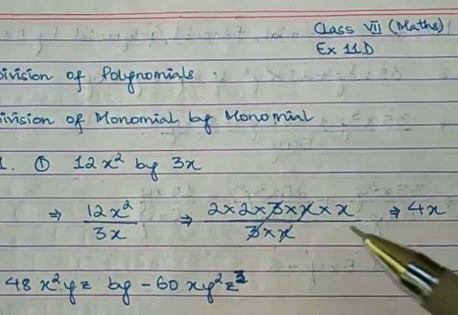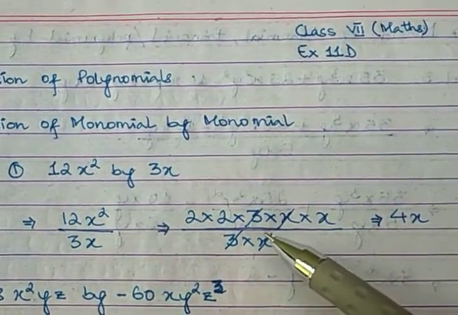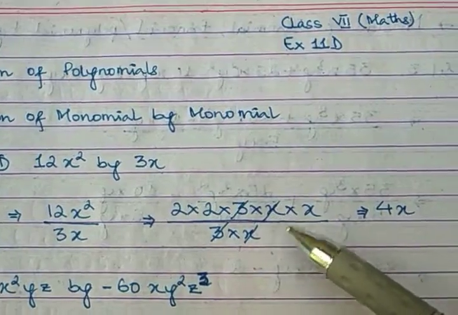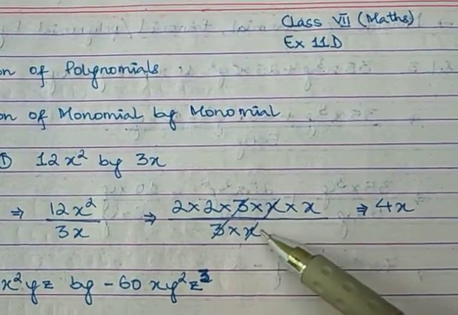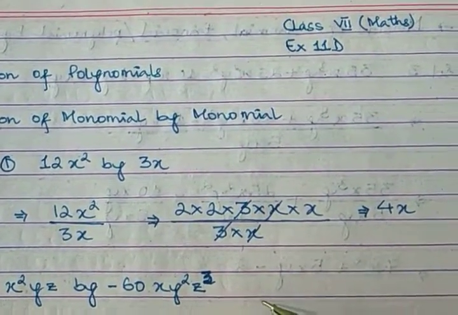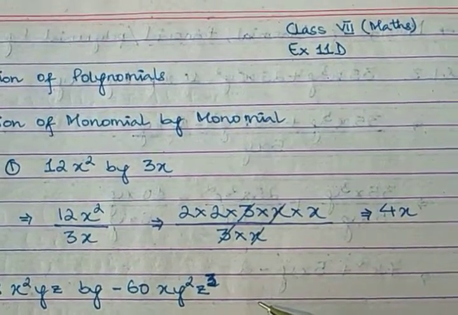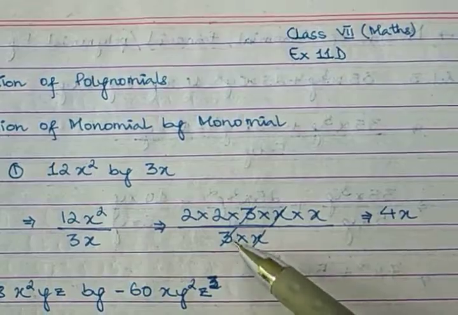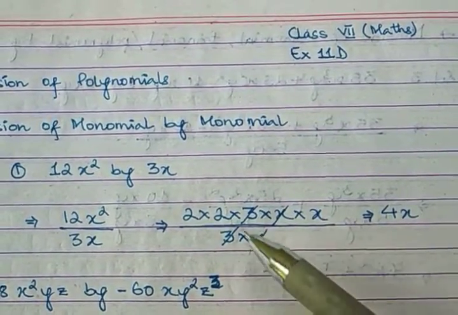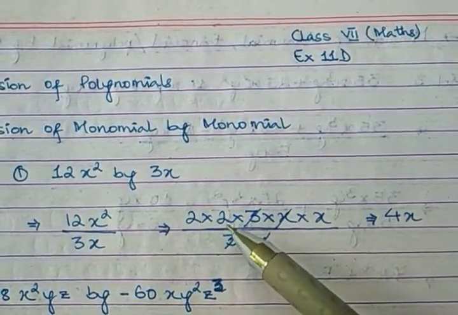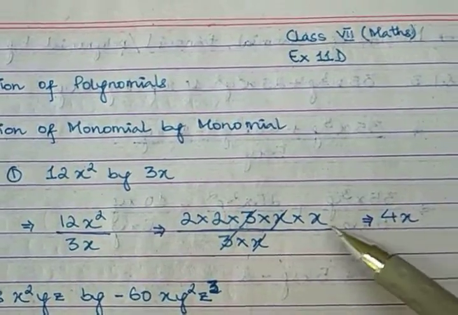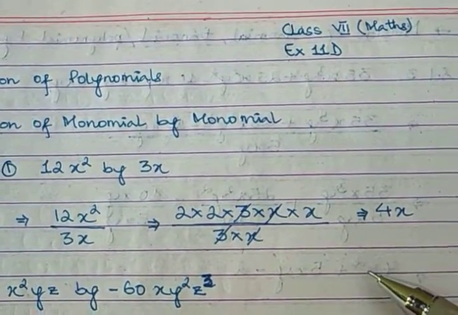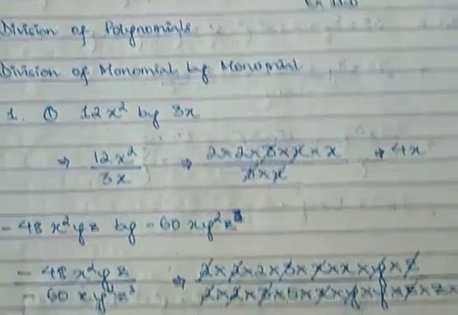Now the numerator and denominator, we can cancel the terms, isn't it? So this is what has happened. 3 and 3 got cancelled, x and x got cancelled, so nothing is left in the denominator. That means 1 remained, so we don't need to write 1 in the denominator. All we need to write is what's left in the numerator. What's left in the numerator? 2 into 2, which is 4, and one of the x remained, so 4x. So it's an easy one, isn't it?